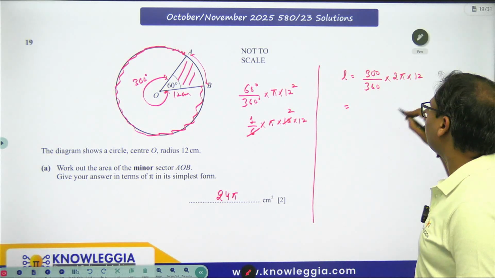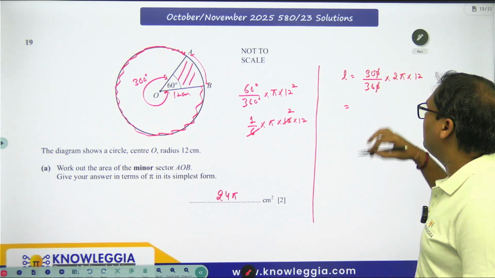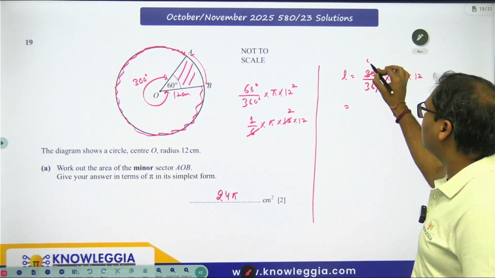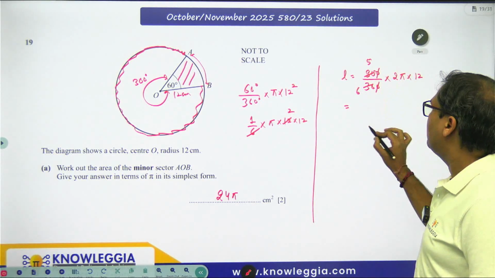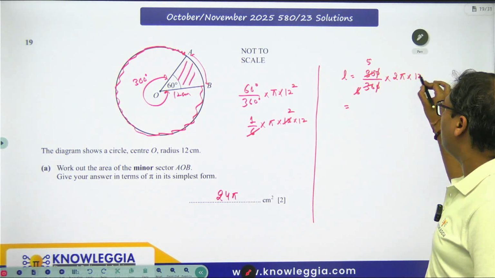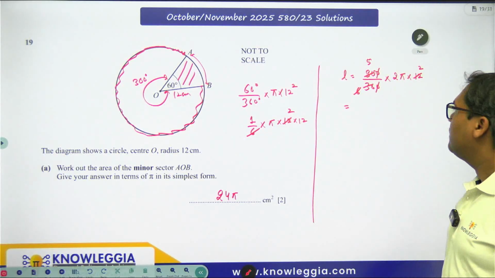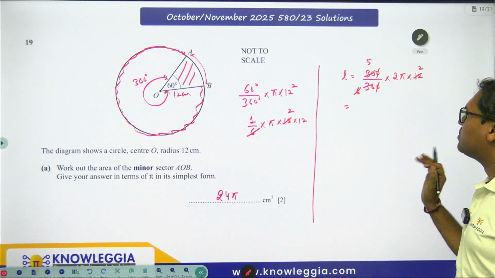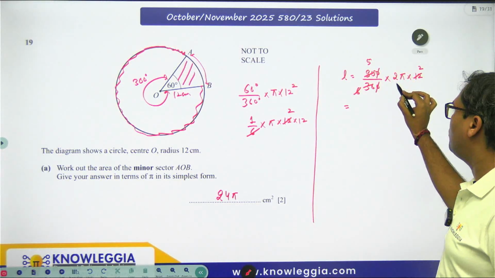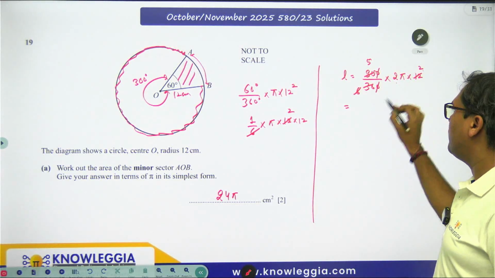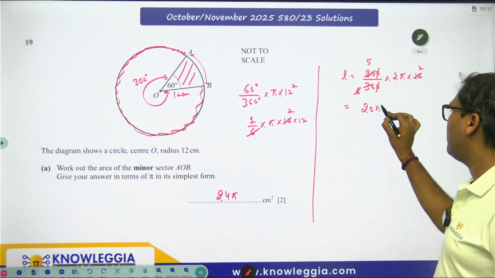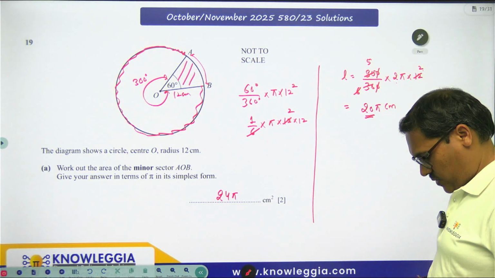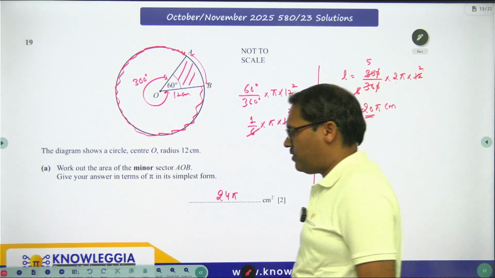We can see this is cancelled, and I can cancel a factor of 6 also. So this is 6, 5, and 6, and 6 into 12 is 2, right? So 6 into 6, 12 divided by 6 is 2. So what is left? 5 into 2 into 2, which is 20. That is the answer, centimeter. So 20 pi centimeter is the correct answer for this question.